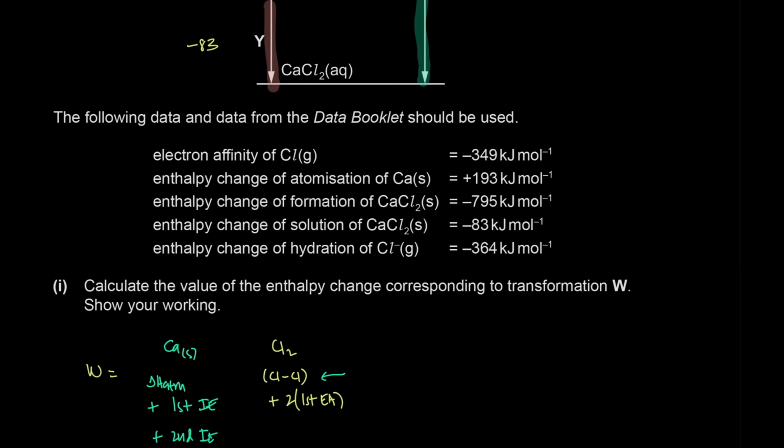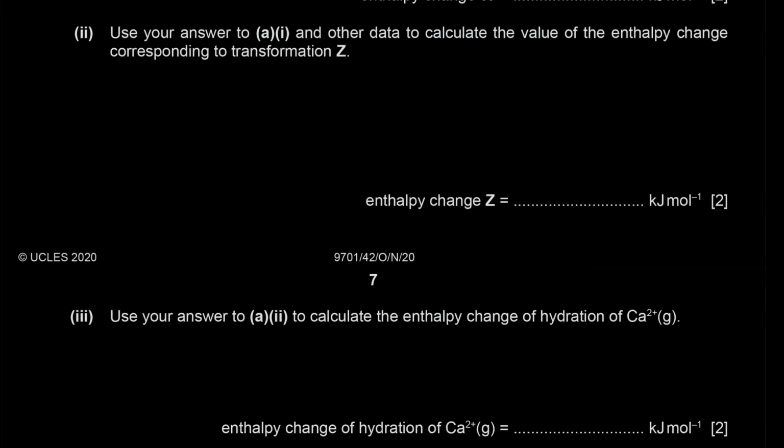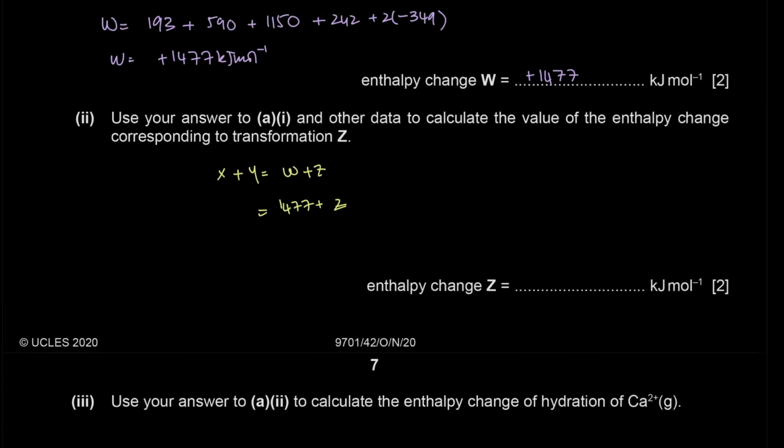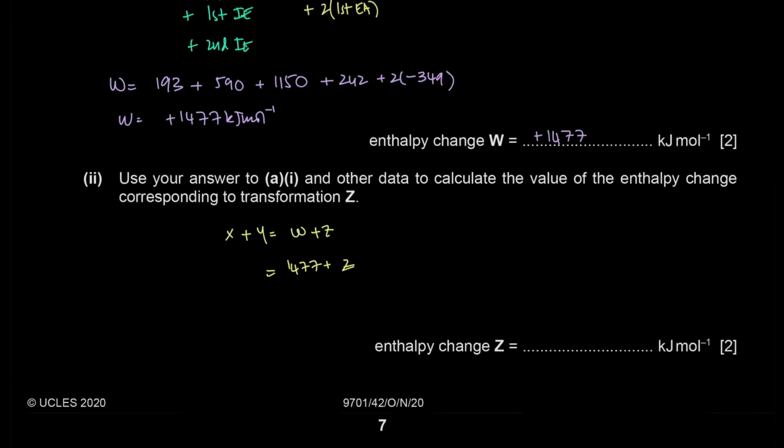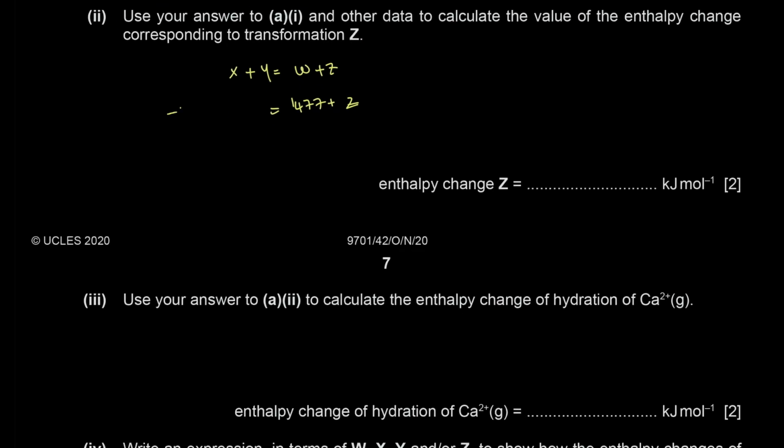So here we can say that X plus Y is equal to W plus Z. Now W was 1477, Z is what we have to find, and X was the enthalpy change of formation, which is negative 795, and Y was the enthalpy change of solution, that's negative 83. So here we have minus 795 minus 83. So what does Z come out to? Z comes out to negative 2355 kilojoules per mole.